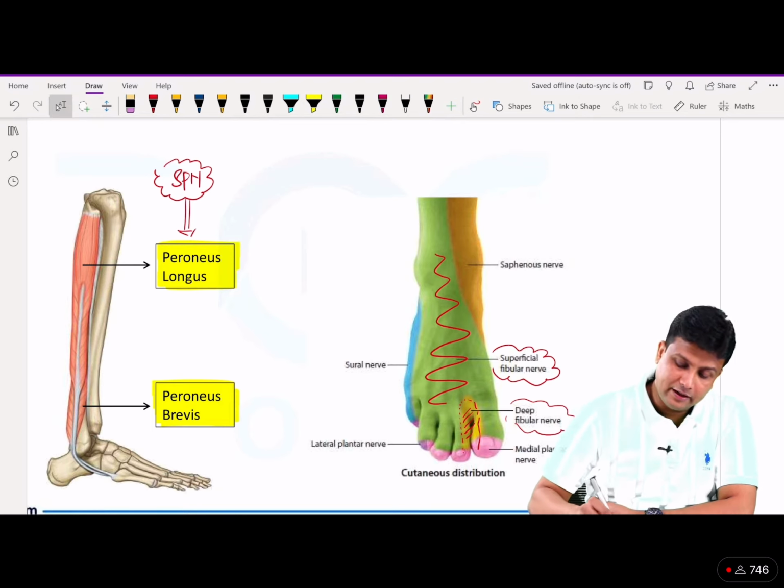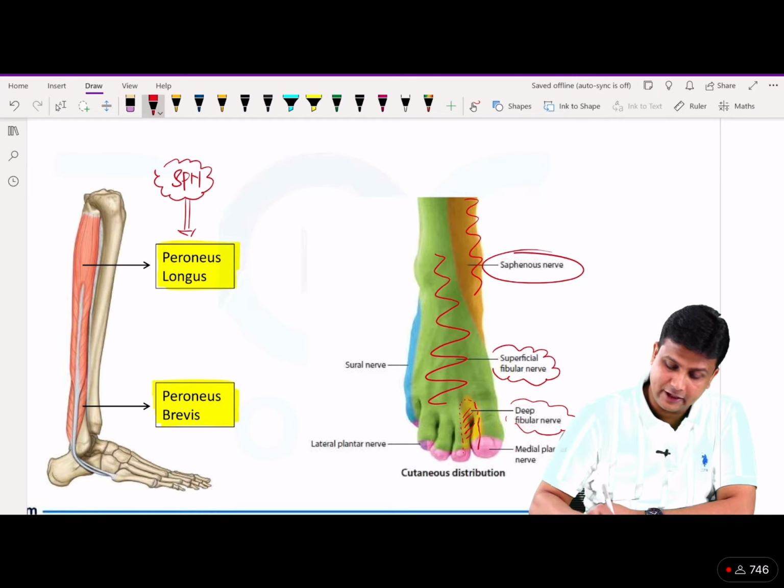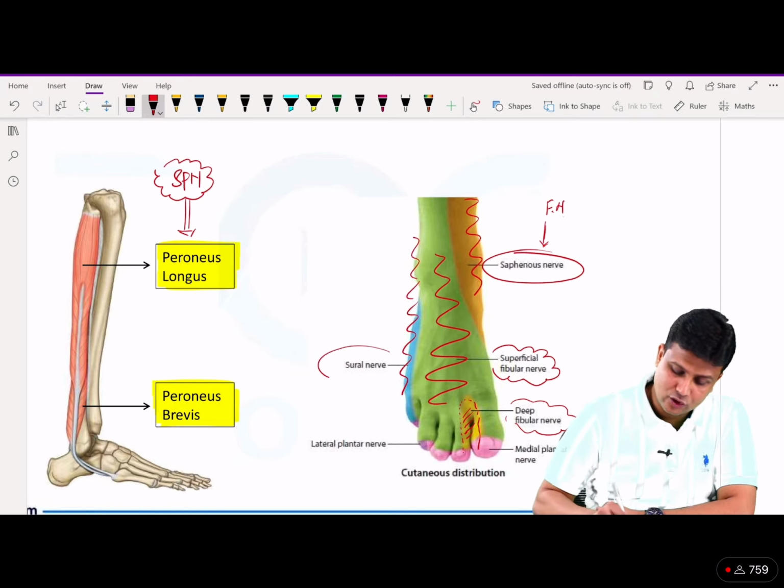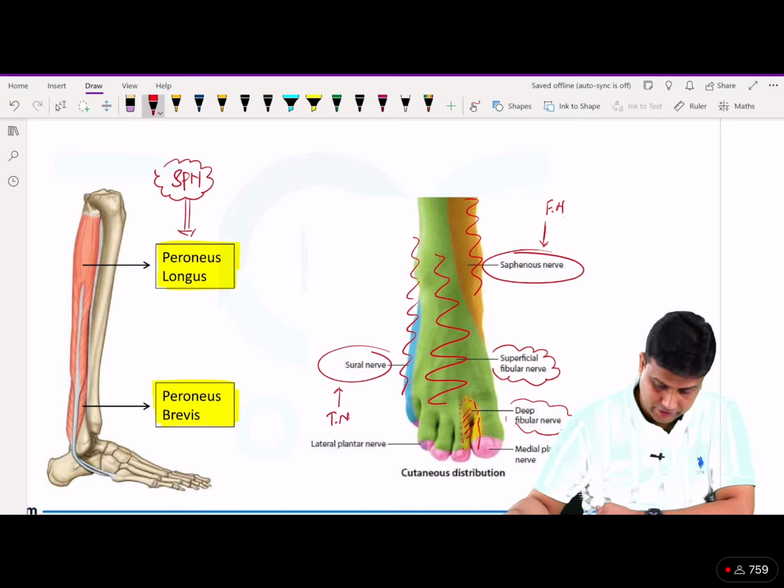And apart from that, the medial side of the leg and the medial side of the foot will be supplied by saphenous nerve, and saphenous nerve will be the branch of your femoral nerve only. And the lateral side of the leg and the lateral side of the foot is supplied by the sural nerve, and sural nerve is a branch of which one, guys? That is your tibial nerve. Okay?